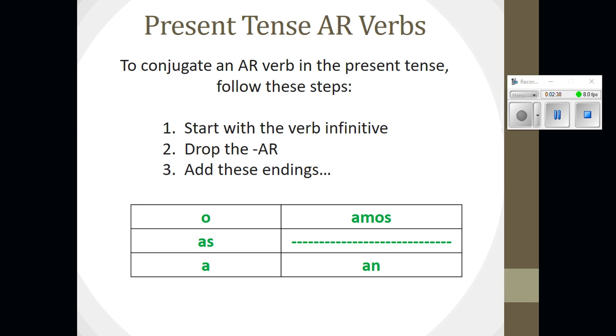Okay. So to conjugate an AR verb in the present tense, and we did talk about what conjugating means in the last video, it means that you change a verb to match its subject. Okay. So there are steps you want to take when you're conjugating a verb in the present tense. All right, so step 1 is to start with the verb infinitive. Step 2 is to drop the AR. And step 3 is to add the following endings. Okay, so we would add O for the yo form, AS for the tú form, A for usted, él, or ella, AMOS for nosotros, and finally for ustedes, ellos, and ellas, we would add AN.